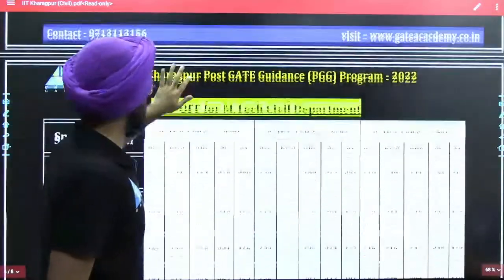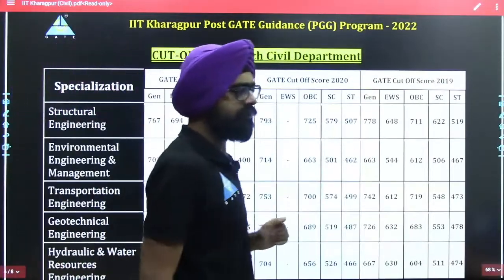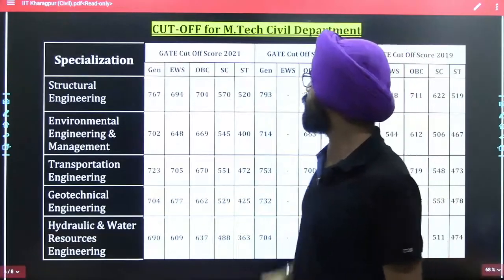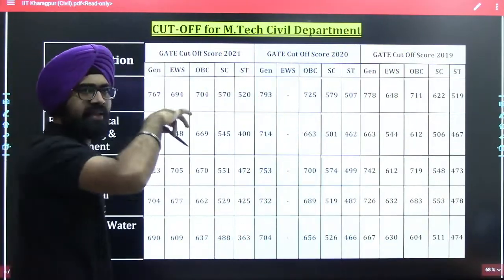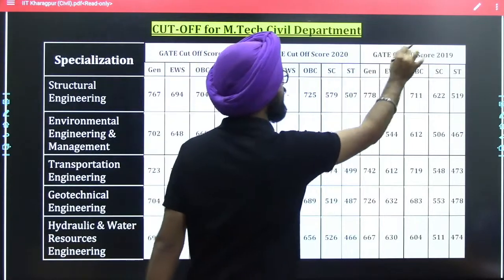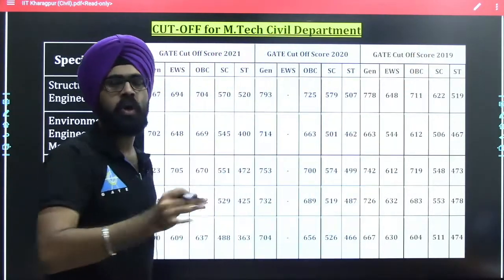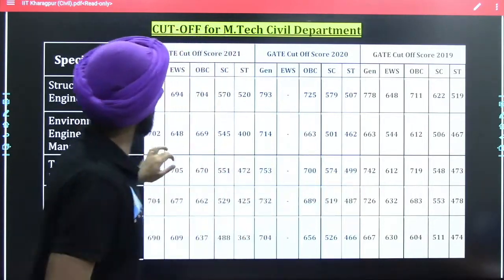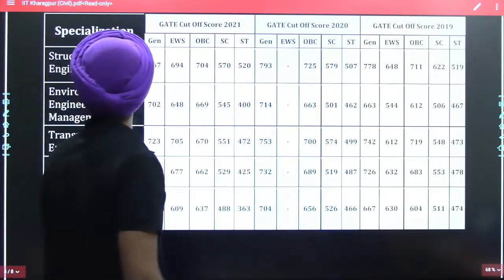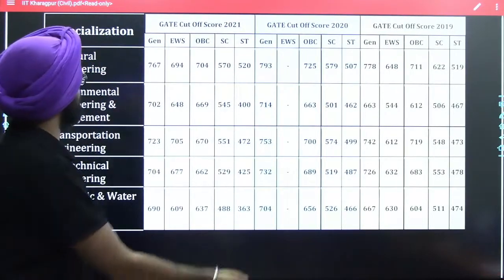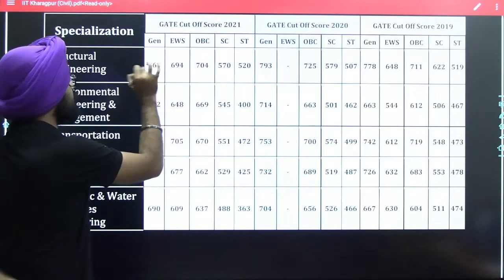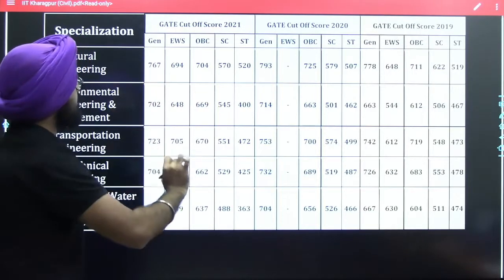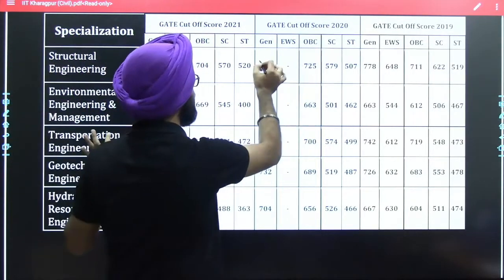Here there is a list of various cutoff lists in each of the branches, and the table I am showing you is GATE 2021, that is last year's GATE exam, GATE 2020 and GATE 2019. These are the cutoff scores, or you can say the minimum score required to take admission in these branches. First of all, we are looking into structural engineering. You can see clearly that the structural engineering branch closed at a GATE score of 767 for general category. Similarly, in GATE 2020 it was 793.